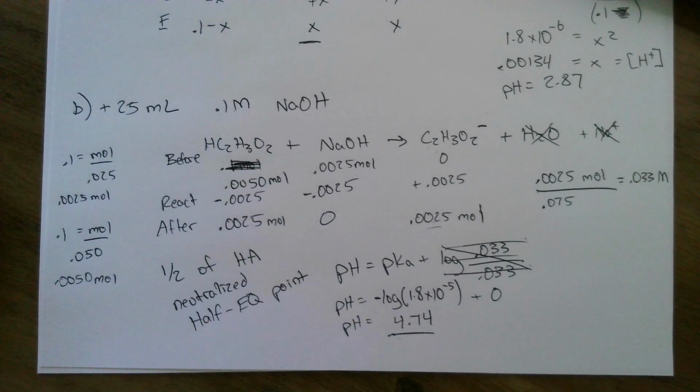So if you want to find the pKa of a weak acid, this is the way to do it. You titrate with just enough of your base to neutralize half of your acid, and then the pH that you calculate will just be the pKa of that acid. So that one's a little special.